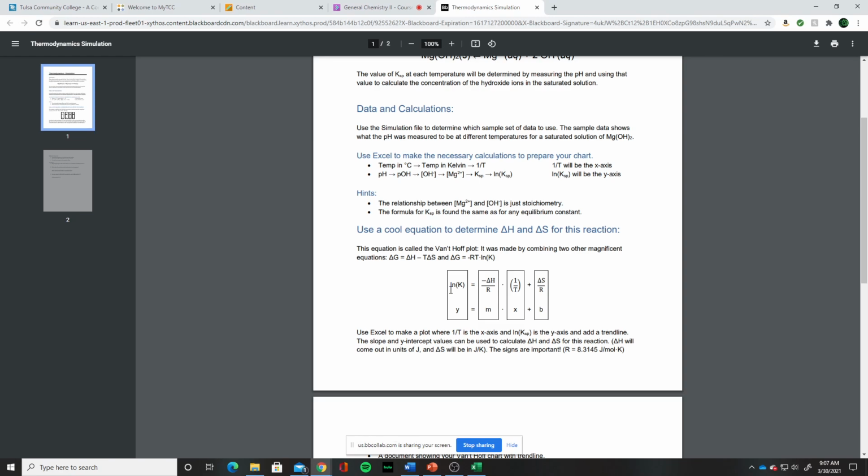So we're going to be graphing this equation. To do that, we need to get the natural log of K, and we need to get 1 over T. Those are our two variables. Because everything in these two, the negative delta H over R, delta S over R, those are constants. So the delta H and R, the delta S and R, those are constants. So those are not part of our variables. It is just the K value and the T values that are changing. So we need to get the natural log of KSP, and we need to get 1 over the temperature.